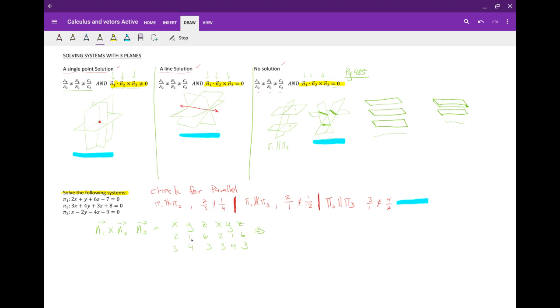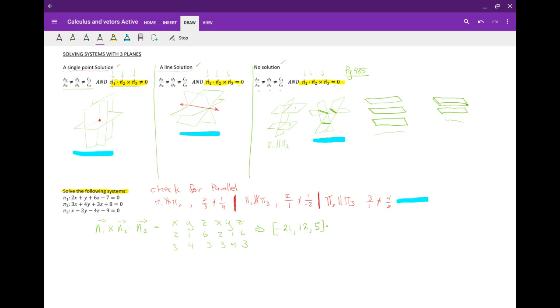So I'm going to get 1 times 3, which is 3, minus 6 times 4, which is 24. So it's giving me a negative 21 for my X component. My Y component is 6 times 3, or 18, minus 2 times 3, or 6. So 18 minus 6, I'm guessing at 12 there. Now my Z component is 2 times 4, which is 8, and then I've got 3 times 1, which is 3. So 8 minus 3 giving me a 5.